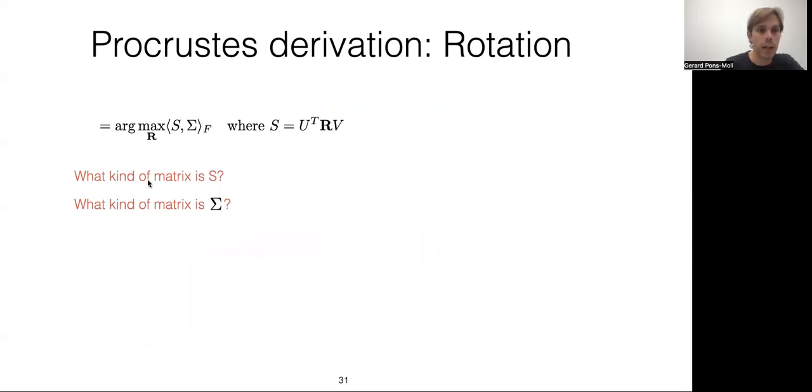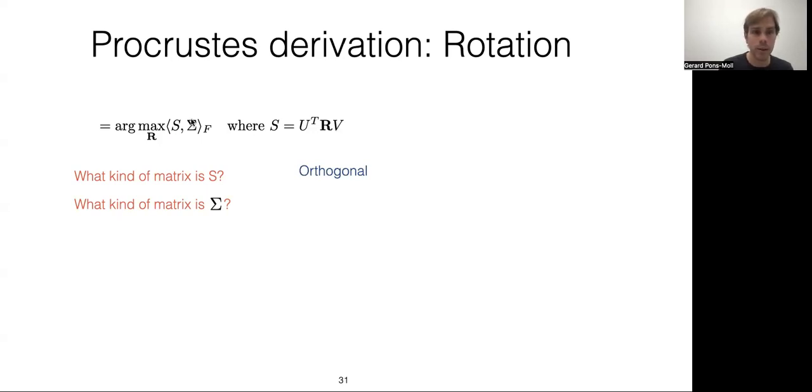Now, the question here is, what kind of matrix is S? We have U transpose R times V. We said that U, by definition, is an orthogonal matrix. R, the matrix we are looking for, is also an orthogonal matrix. Even more, it's a matrix that belongs to SO3. And V is another orthogonal matrix. And what happens with the product of orthogonal matrices? We obtain another orthogonal matrix. So S is an orthogonal matrix.